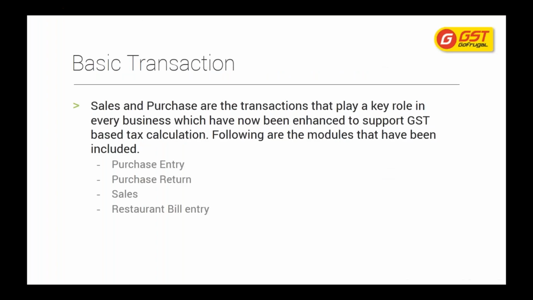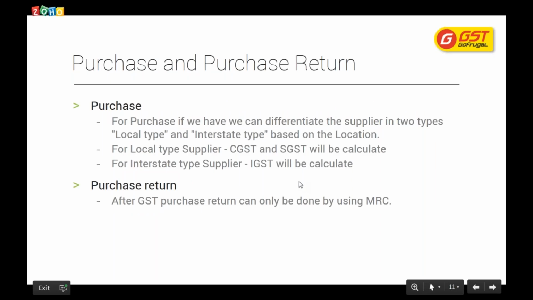Sales and purchase are the transactions that play a key role in every business, which have now been enhanced to support GST based tax calculation. Following are the modules we have included in the 6588 Service Pack 3, which are purchase entry, purchase return, sales bill entry for supermarket and other verticals, and also restaurant bill entry in this version. Let us see a demo for one by one transaction.